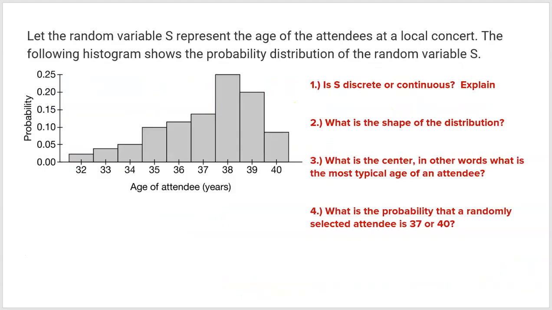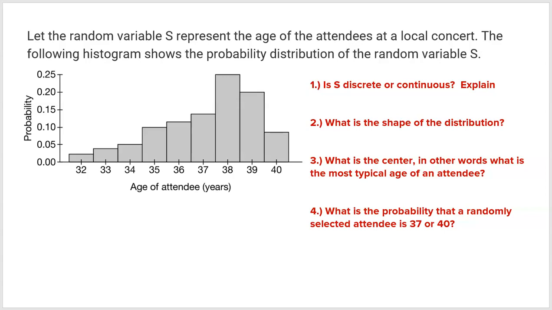All right, here's another one. Let the random variable S represent the age of the attendees at a local concert. And we're measuring your age as the whole number that you currently are. That does make this discrete. So I'm going to say, how old are you? I'm 38. How old are you? I'm 35. You can't be a decimal amount. It's a whole number only. And I asked as many people as I could, and literally this is what I came up with. There was nobody older than 40, nobody younger than 32. Crazy, but that's just the way it was.